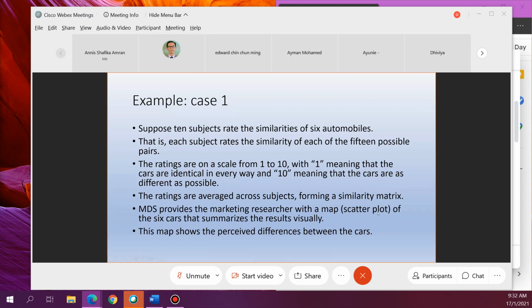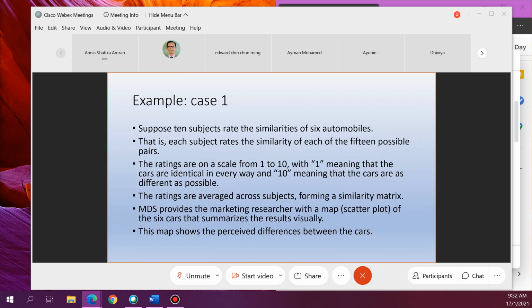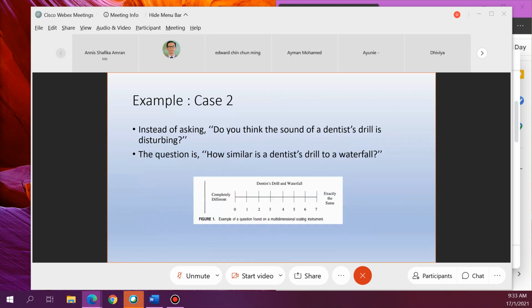At the same time, in addition to the similarity matrix, you can also have a map, a scatter plot of the locations of the 6 cars. For example, oh, I don't include the map. All right.